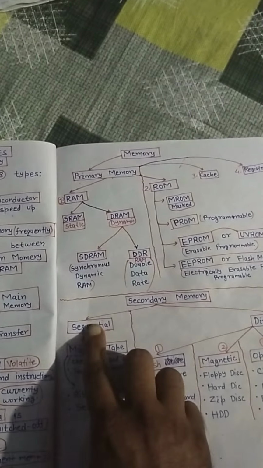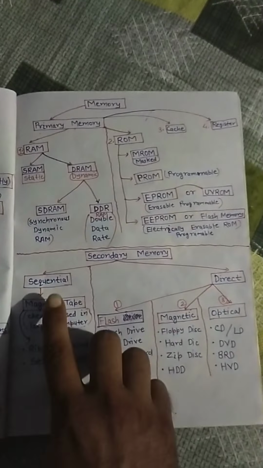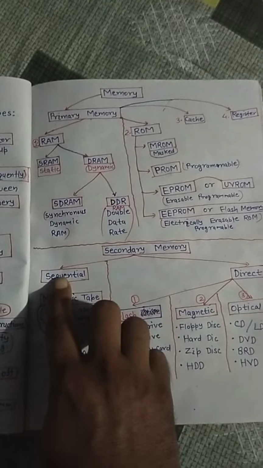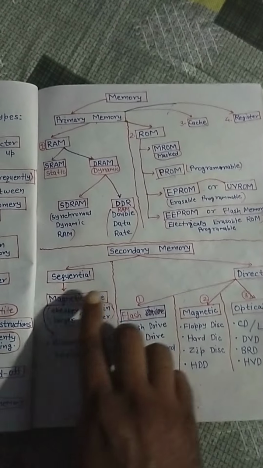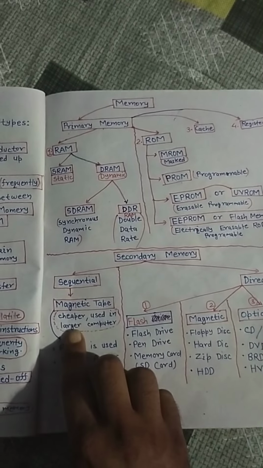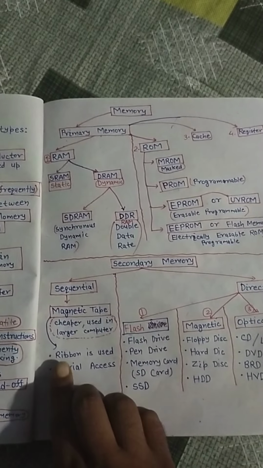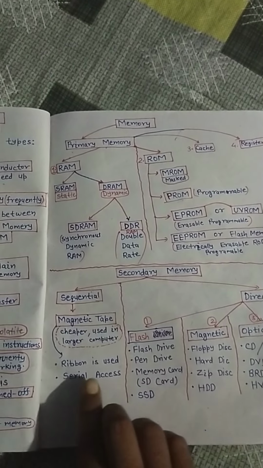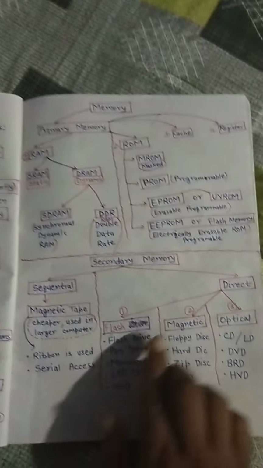Secondary memory is divided into two types: sequential or direct. Sequential consists of magnetic tape. It is cheaper and used in larger computers. Here a ribbon is used. Here serial access is being done.